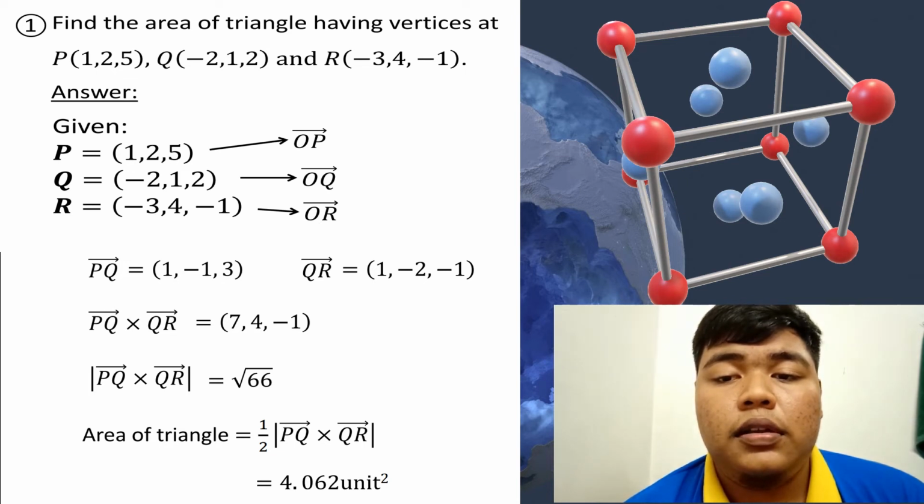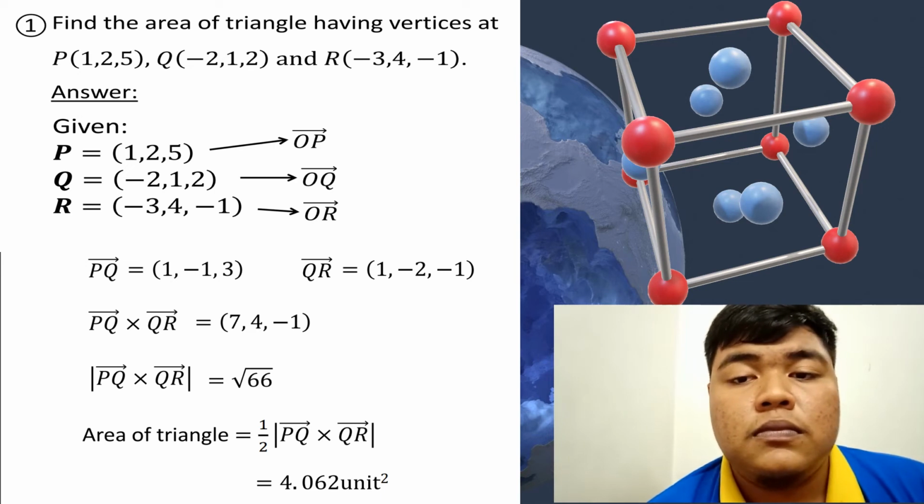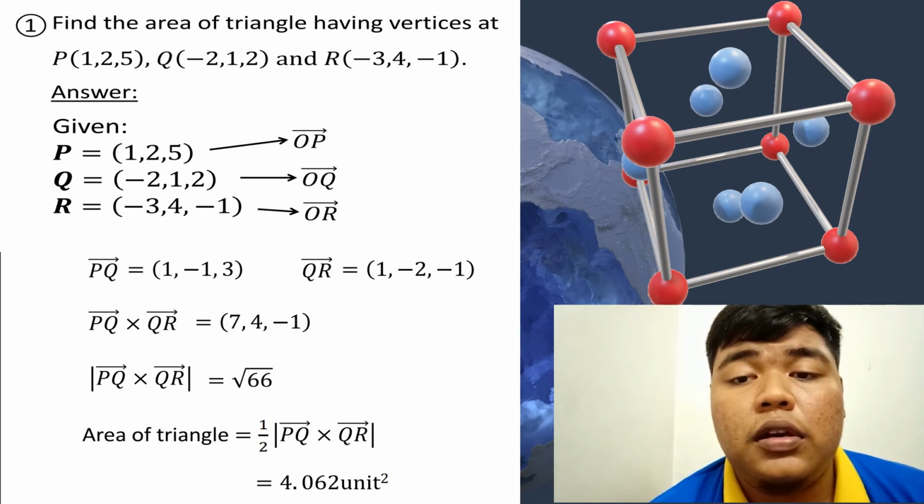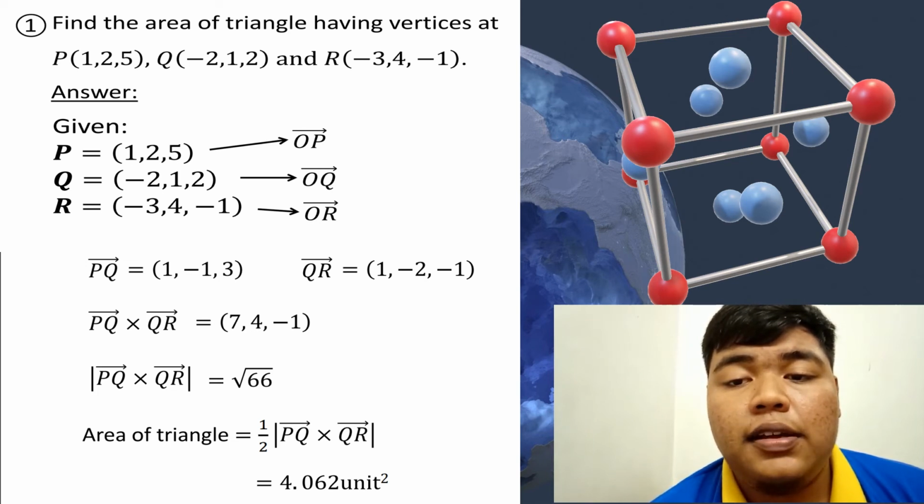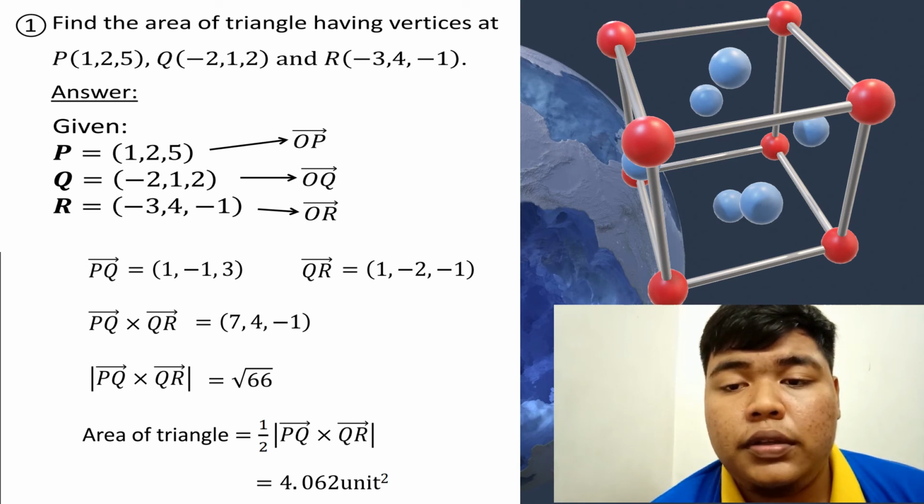PQ equals (1, -1, 3). QR equals (1, -2, -1). PQ cross QR equals (7, 4, -1). Modulus of PQ cross QR equals square root of 66. Area of triangle equals 1 over 2 times modulus of PQ cross QR, which equals 4.021 square units.